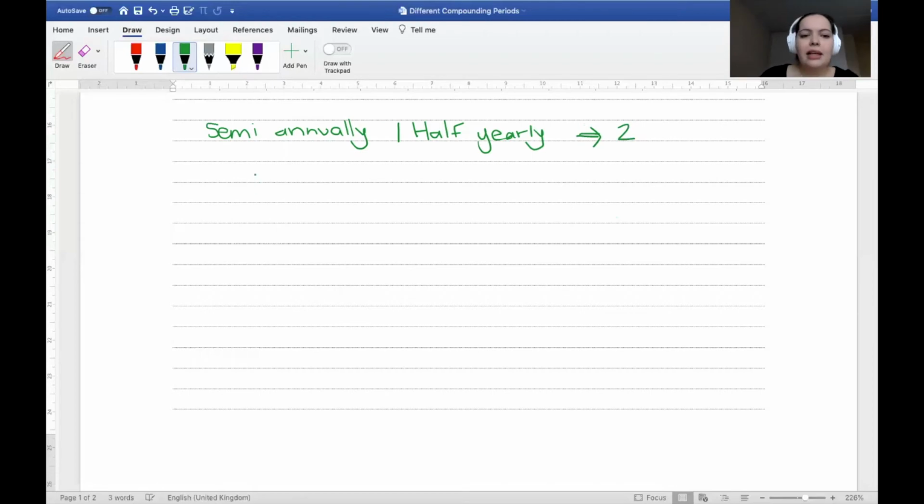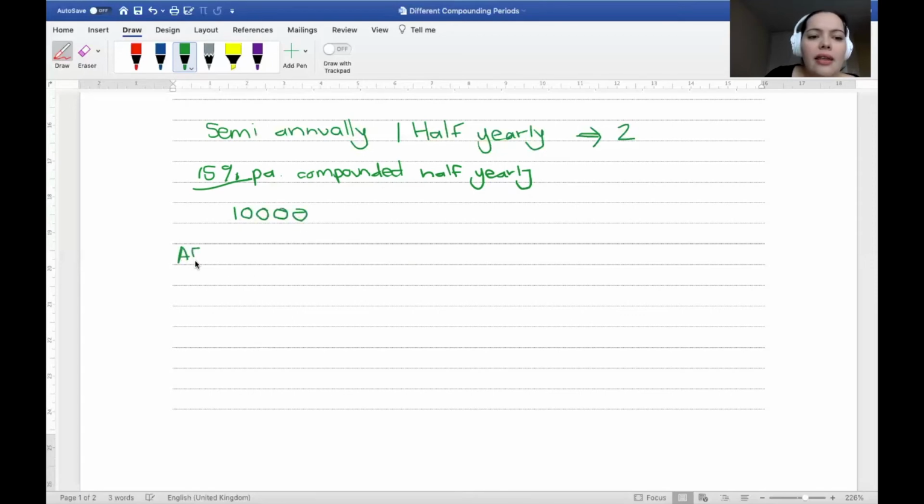So I deposit my money. After 6 months, they're going to look at what's in the account, they're going to apply interest. Then after another 6 months, they're going to look at it and apply interest. So let's look at our example again of 15% per annum compounded half yearly. Alrighty. So for the full year, you're still getting the 15% per annum, but it's happening twice in the year.